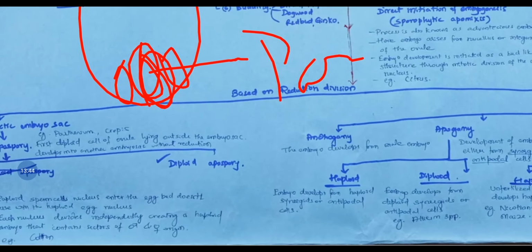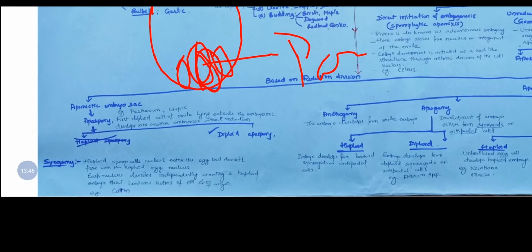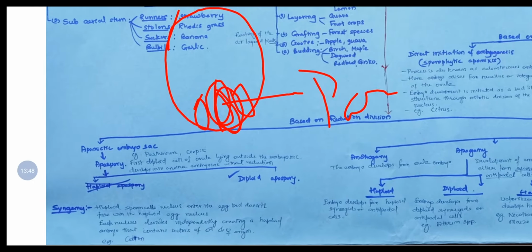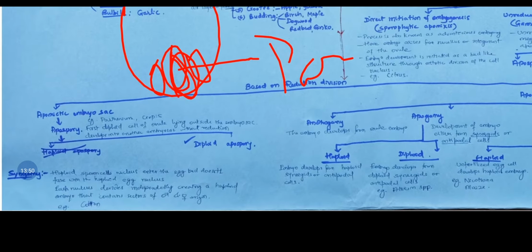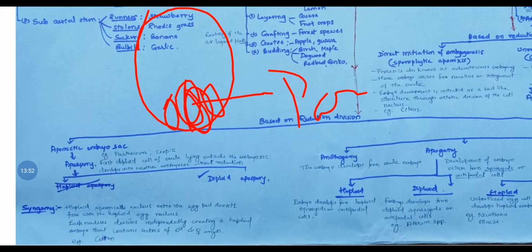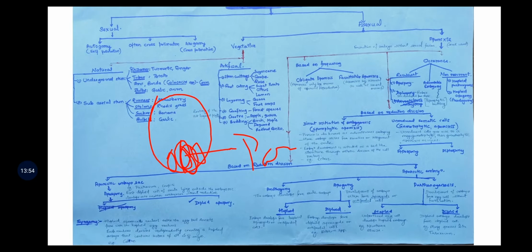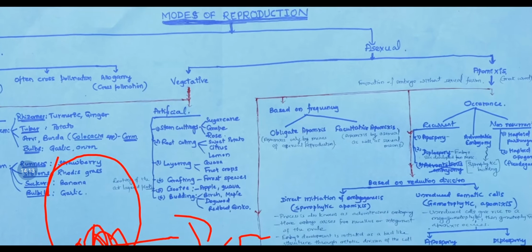The fourth kind of classification is based on the kind or number of cells involved in the apomixis process. That is further divided as apomictic embryo sac and apomictic embryo. Remember, based on the number of cells involved, the process of apomixis is divided as apomictic embryo sac and apomictic embryo. First we shall see the apomictic embryo sac.